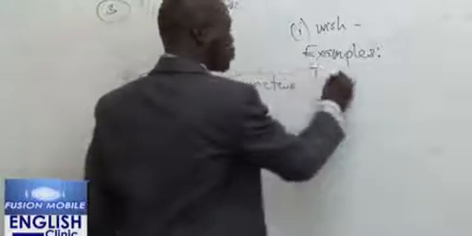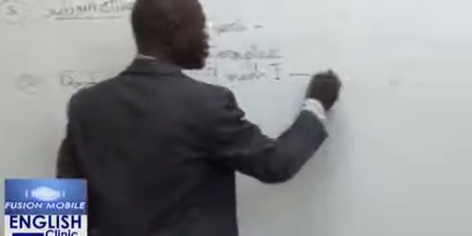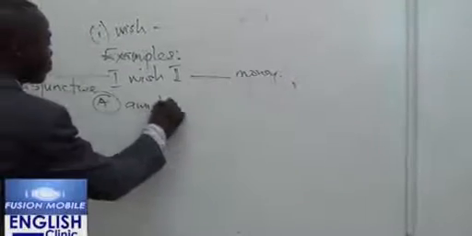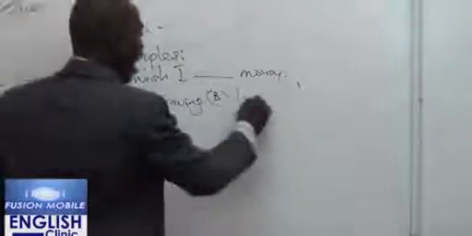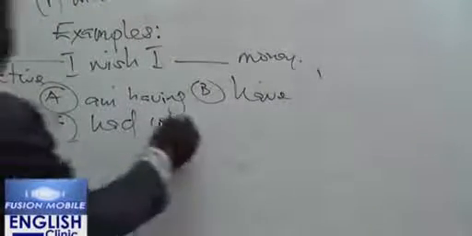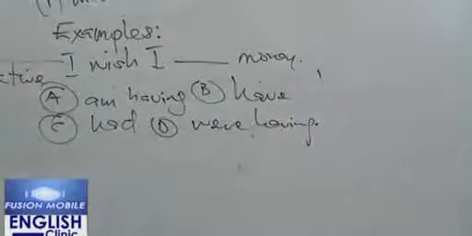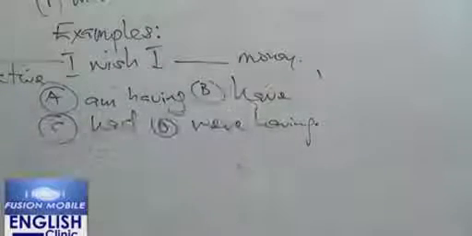I wish I dash money. A. I'm having. B. Have. C. Had. And D. Were having. Now, I wish I dash money.